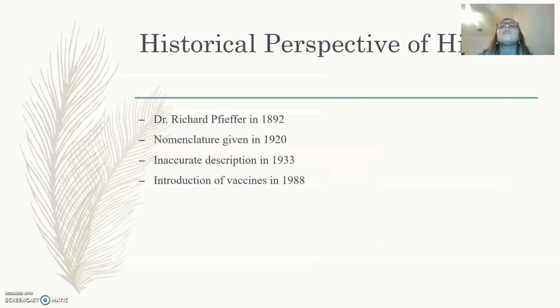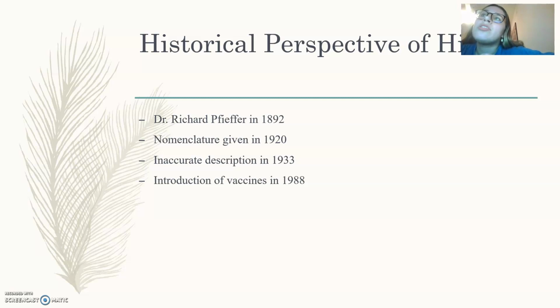Okay. So, historical perspective of Hib. As I stated earlier, Dr. Pfeiffer accurately described this in 1892. Nomenclature was given in 1920 of Haemophilus influenzae. However, in 1933, there was an inaccurate description based off of this nomenclature given in 1920. So as you know, it is referred to as Haemophilus influenzae, which you might think causes the flu or is related to the flu in some sense, but it's not. It doesn't cause the flu since it's a bacteria.